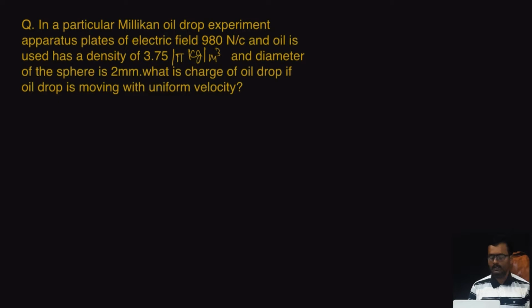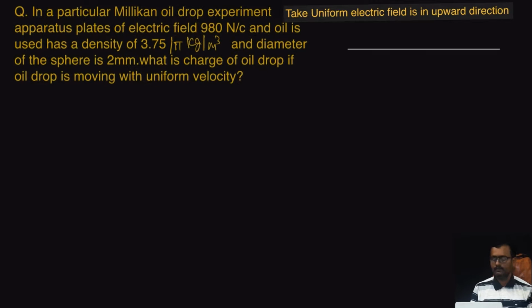In a particular Millikan oil drop experiment apparatus, the plates have an electric field of 980 Newton per coulomb, and the oil used has a density of 3.75 by pi kg per meter cube. The diameter of the sphere is 2 mm. What is the charge of the oil drop if it is moving with uniform velocity? The electric field is along this direction, so plus plus plus plus on one plate, and minus minus minus on the other.